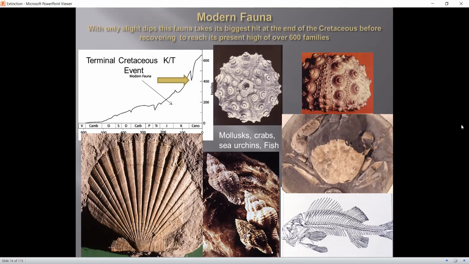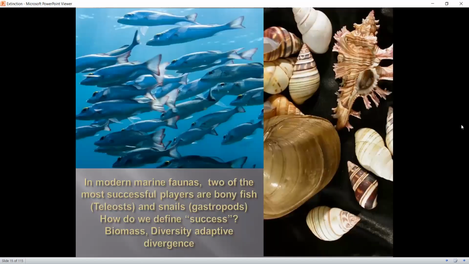Again, this is most of what we're dealing with in the fossil record today. If you define success, I would define success by biomass. What is the weight of animals? If there are huge weights of these things, their biomass is high, that's success. If you define it by diversity, the number of species, that's another way. A lot of different species of each genus. That would be successful in my mind.